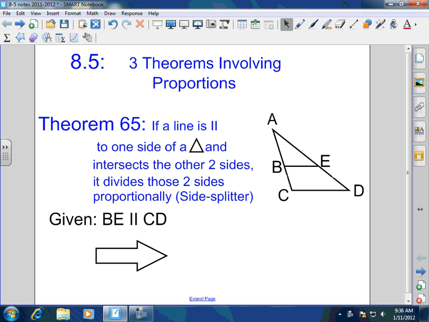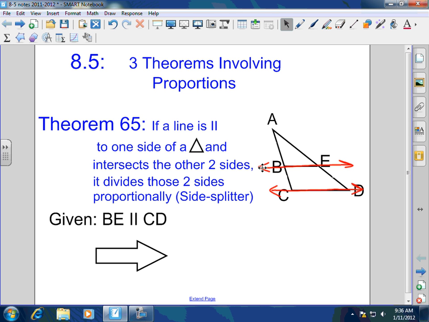And basically what it says in a nutshell is when you have a line, in this case it'd be BE, that is parallel to one of the sides of a triangle, which in this case is CD, and it intersects the other two sides of the triangle, okay? The triangle is now cut into 4 pieces, and these pieces are proportional. Now, what would the proportion be?